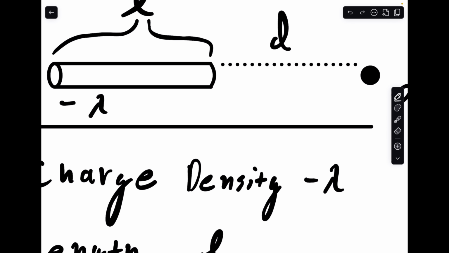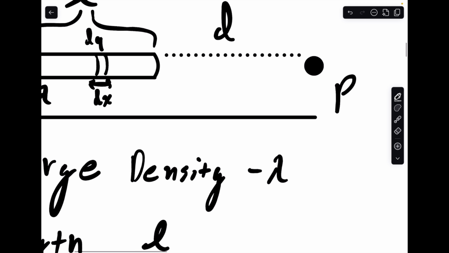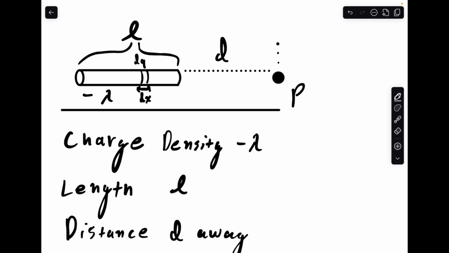Like last time, we're going to visualize a little dx, right? That corresponds to a little dq. And like last time, we're going to establish this as our 0 point. And we're going to visualize, well, how far away is that dx from that 0 point? That would be our r, slash, and I'm going to call this x.